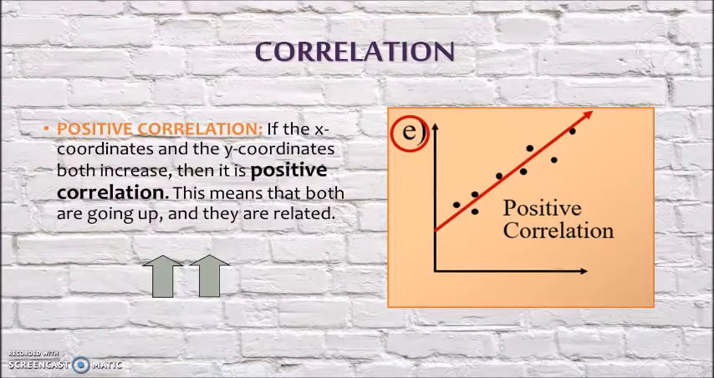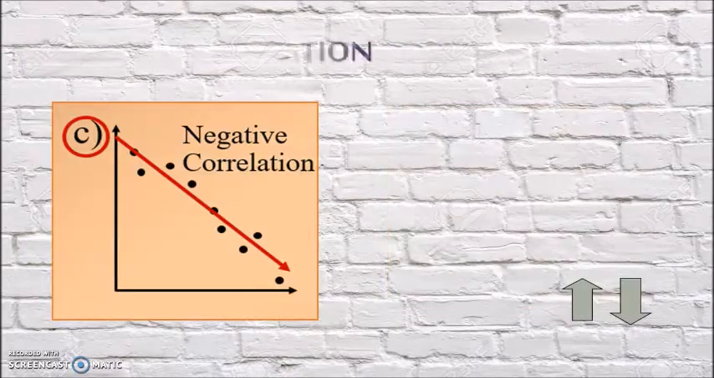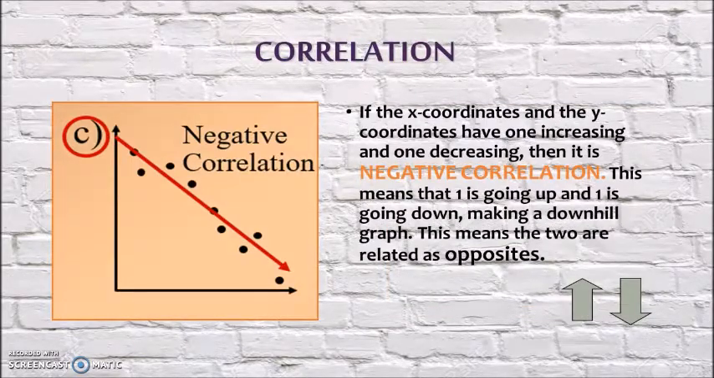Regarding correlation, we could say that if the x-coordinates and the y-coordinates both increase, then it is positive correlation. This means that both are going up and they are related. On the contrary, if the x-coordinates and the y-coordinates have one increasing and one decreasing, then it is negative correlation. This means that one is going up and one is going down, making a downhill graph. This means the two are related as opposites.